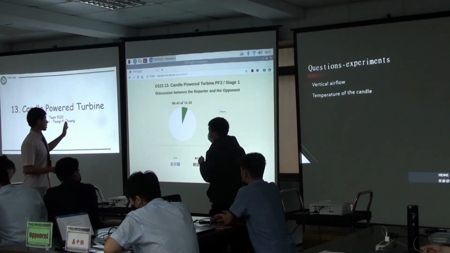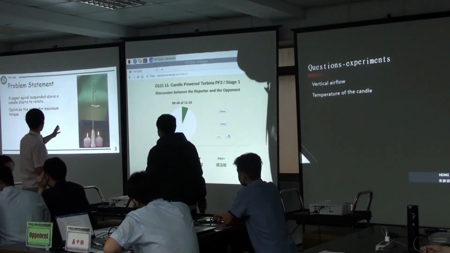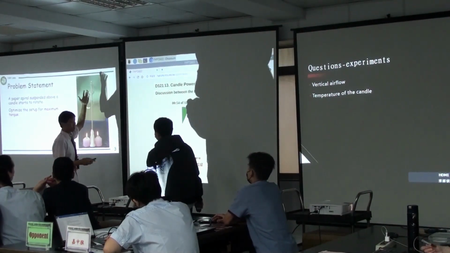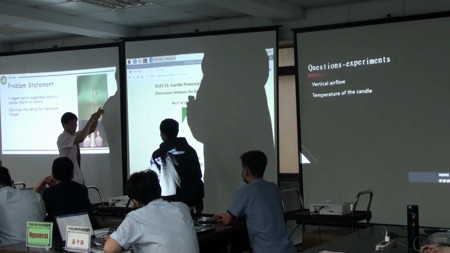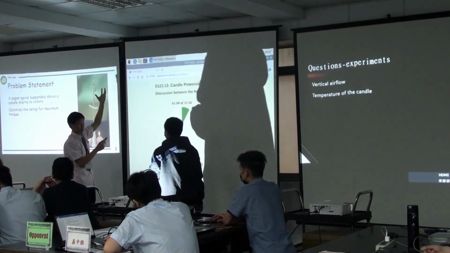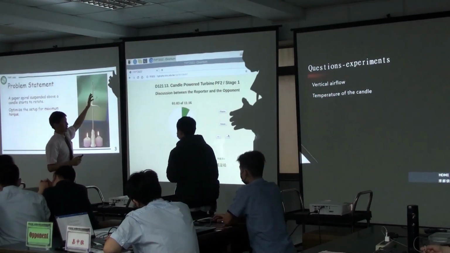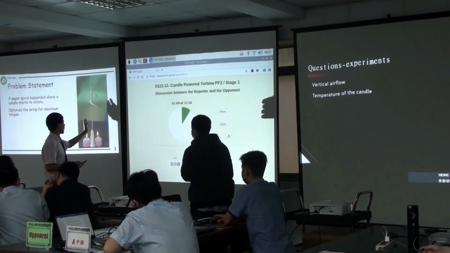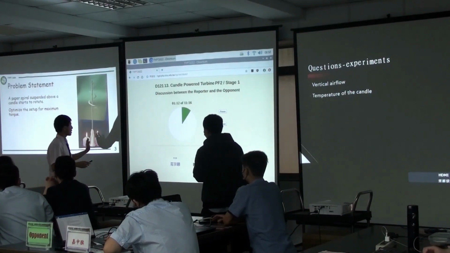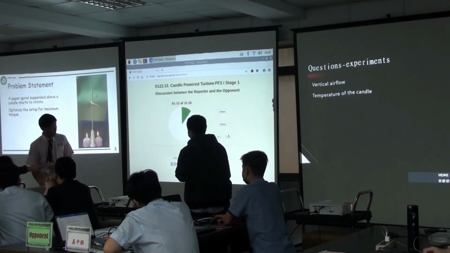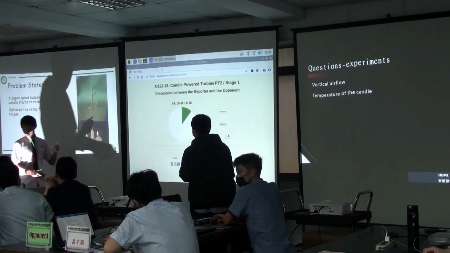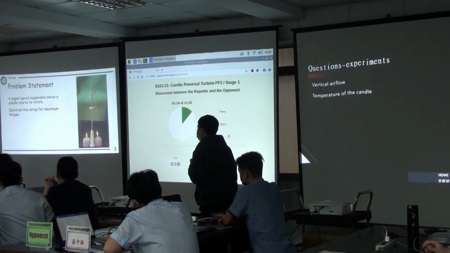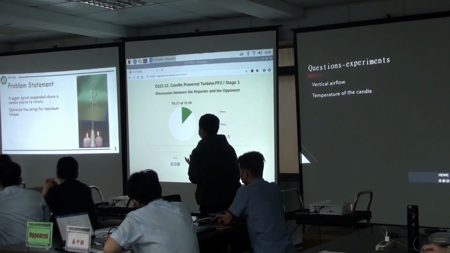Because I believe that this question is telling us to let the hot air rise. So of course there will be hot air rising, and it might go up and out of our experimental design, but I believe that it wouldn't have any effect on this component. So this component is all determined by the candle. Yes. Yes, and this problem statement requires a vertical airflow for this phenomenon to happen.